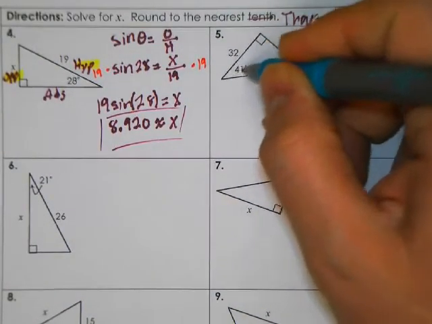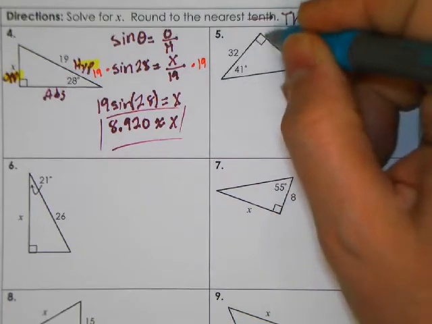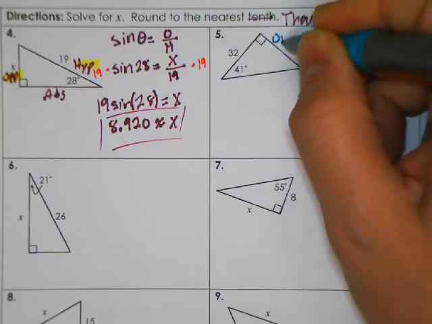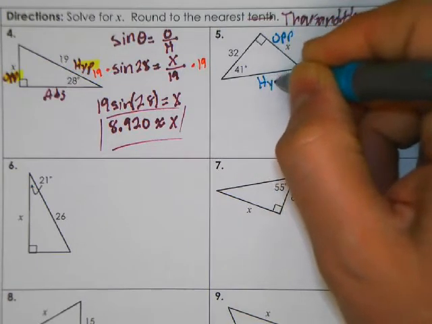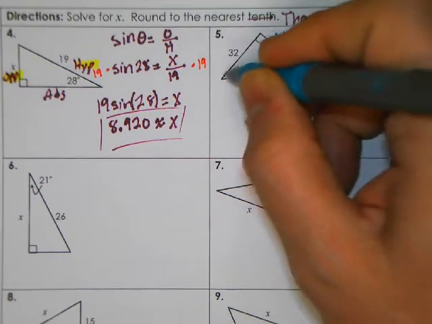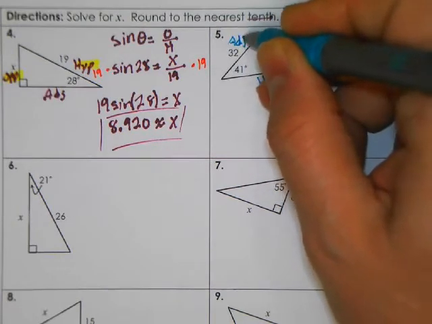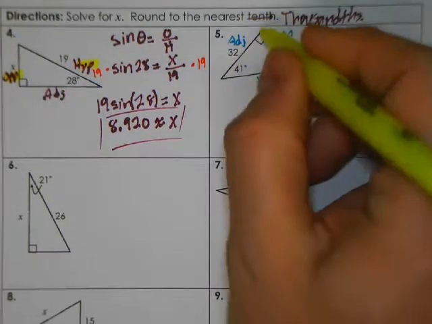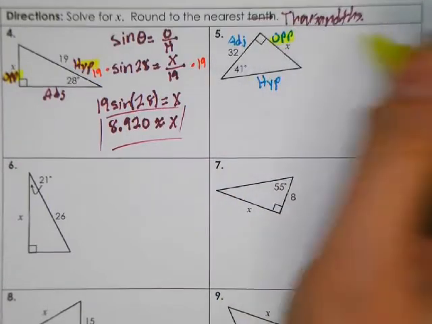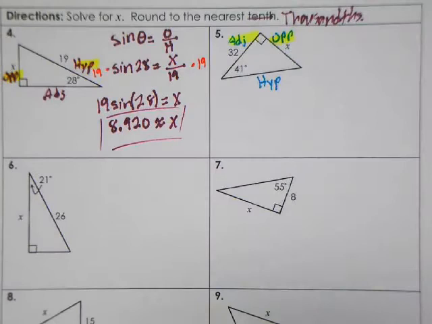So here's my reference angle. This is theta or alpha or beta, whatever you want to call it. This is the side opposite of the angle. This is the hypotenuse because it is opposite of the right angle. And this would be the side adjacent to my reference angle. So we're looking for x. In this case, I'm looking for the opposite side again. And instead of this time giving me the hypotenuse, this time they've given me the adjacent side.